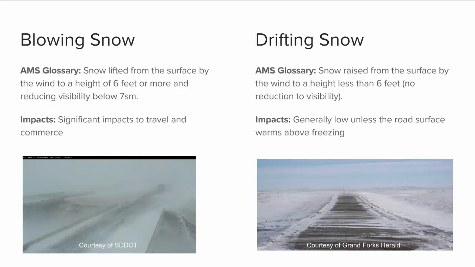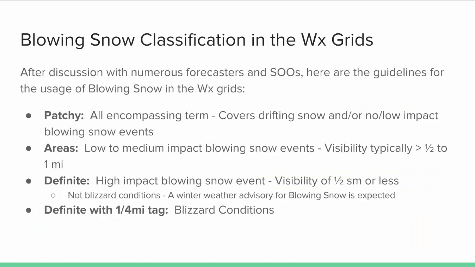Finally, the initial Forecast Builder configuration allowed offices to choose between two scientifically developed methods. This led to inconsistency from office to office and shift to shift, along with increasing the time required for collaboration. A compromise of the varying philosophies related to forecasting blowing and drifting snow is needed. After discussion with numerous forecasters and SOOs across the northern plains, where blowing snow is most common, some guidelines for the usage of blowing snow in the weather grids were developed.